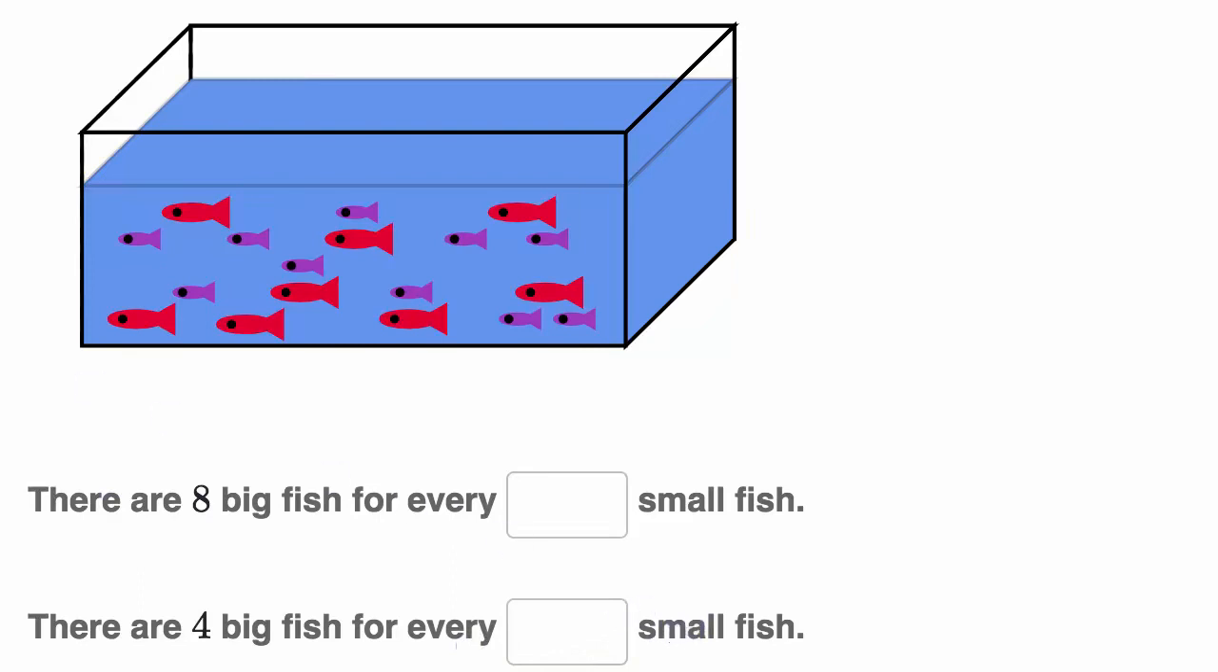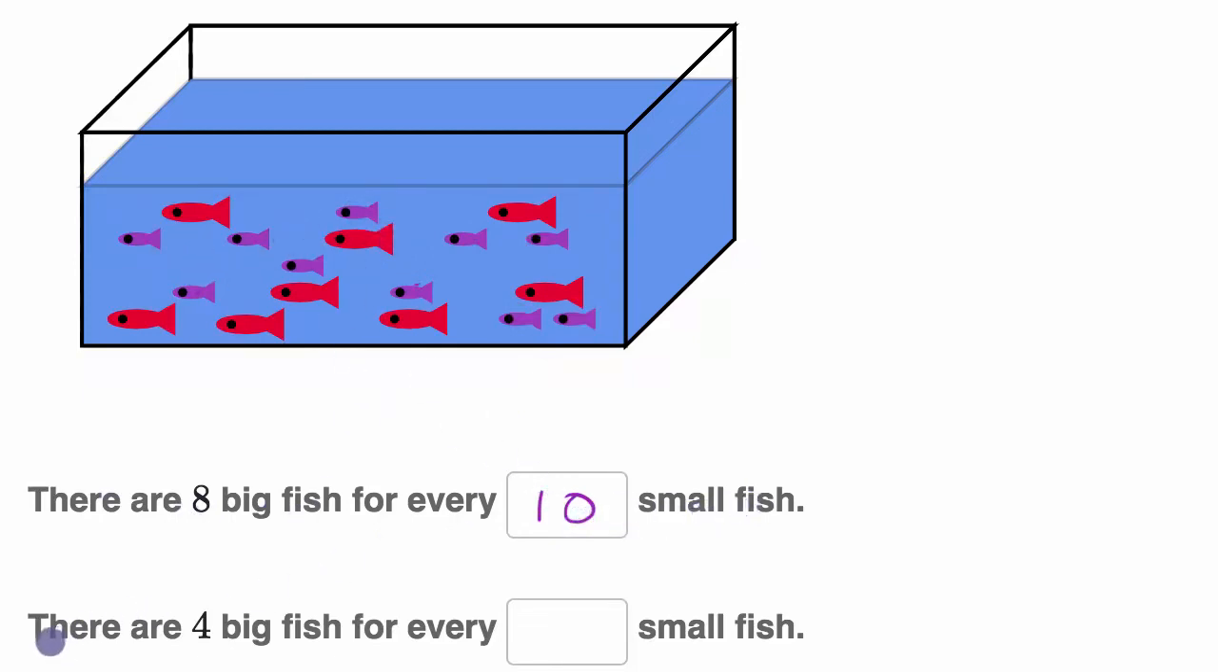All right, so let's just count the big fish first. 1, 2, 3, 4, 5, 6, 7, 8. So in this tank, there actually are 8 big fish. And so let's see how many small fish there are. There's 1, 2, 3, 4, 5, 6, 7, 8, 9, 10 small fish. So in the tank, for every 8 big fish, which you see in red, there are 10 small fish.